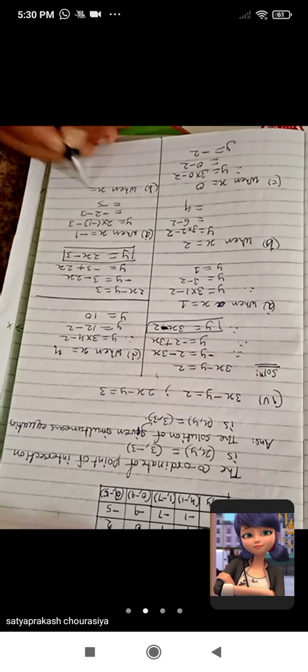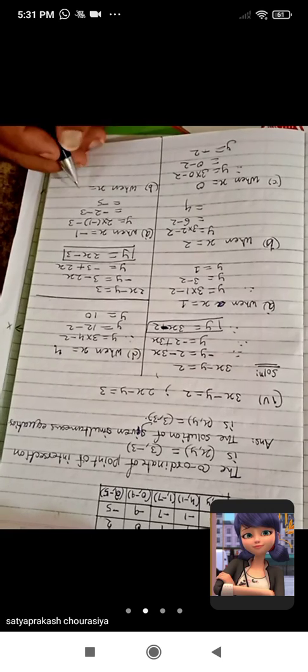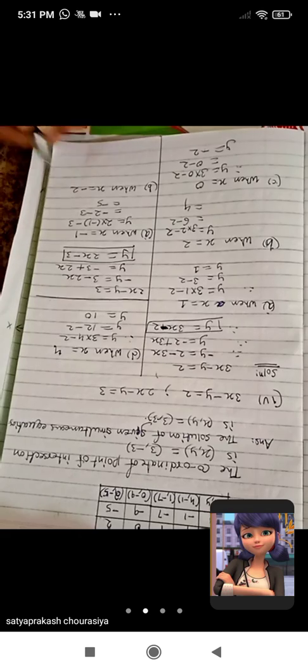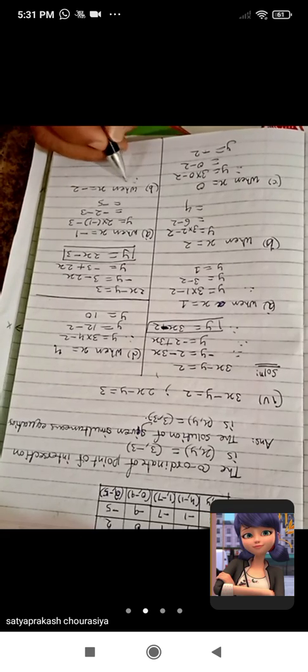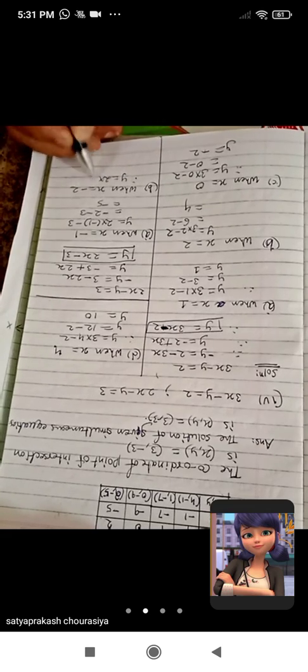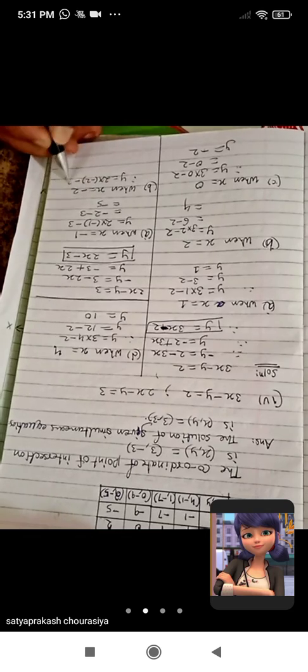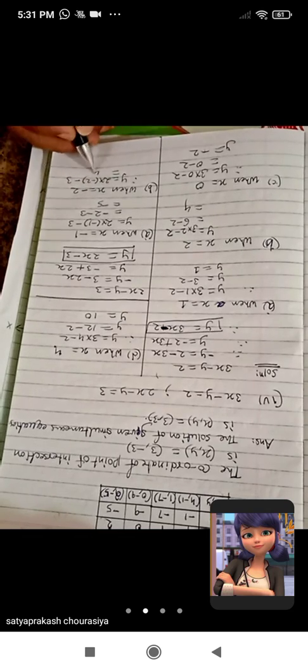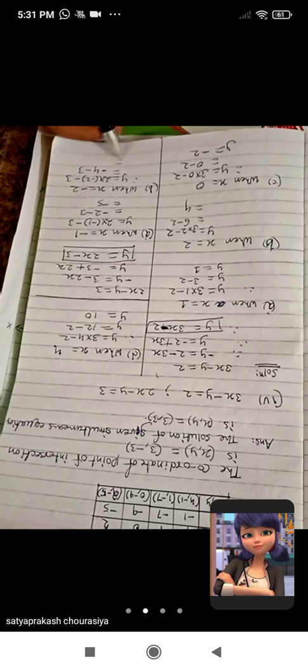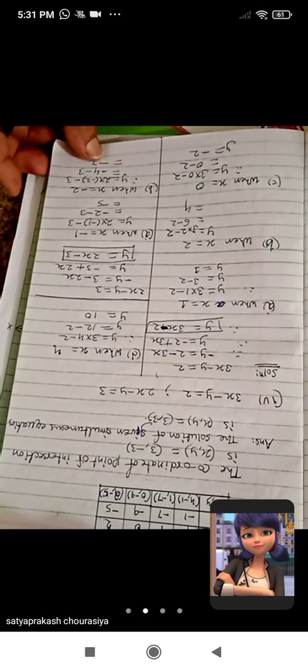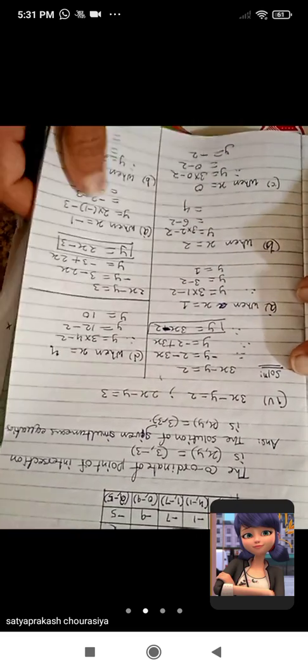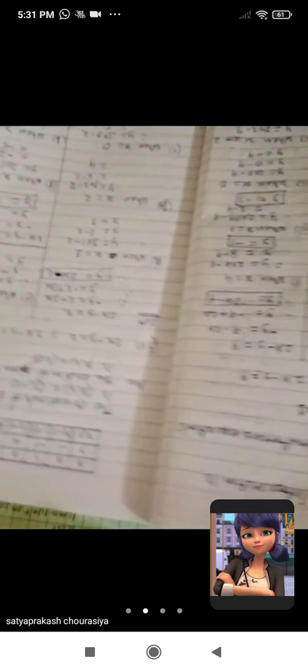When x is equal to minus 2, suppose, then y is equal to 2 into minus 2 minus 3. So 2 twos are 4, so it is minus 4 minus 3 is equal to minus 7. Okay. Now we have to find two more points.